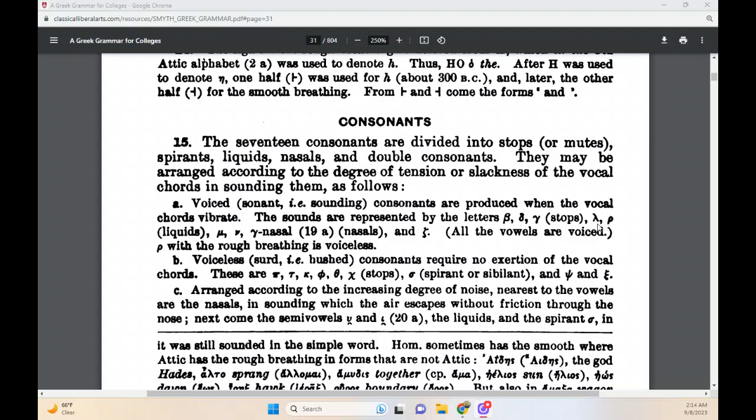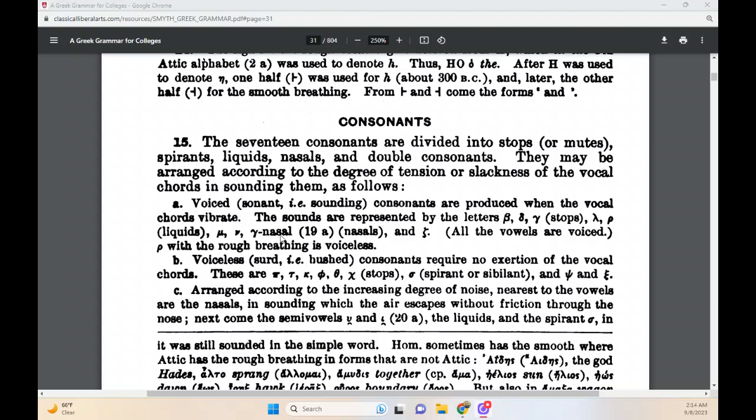These two consonants, lambda and rho, are called liquids. They're voiced, liquid consonants. We then see the consonant mu, which is also voiced, m, m. The consonant nu, n. And then you see this here, gamma nasal, and there's a note to Article 19A.